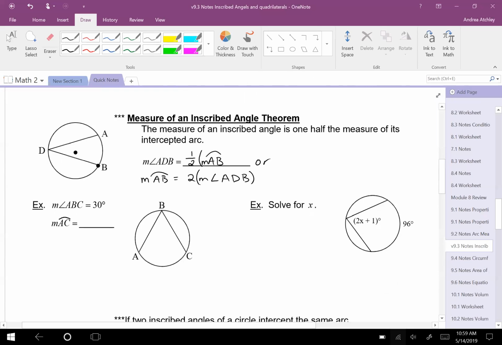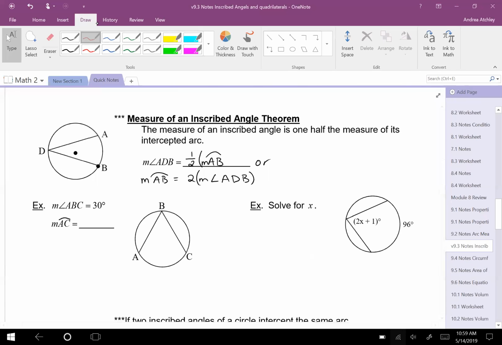So that first example is angle ABC is 30 degrees. What is AC? Anyone know what AC would be then? Not 30, that'd be if it's a central angle. This is not a central angle, this is an inscribed angle. 60, it's twice as big. So it's 2 times 30, which is 60 degrees. Any questions over that?